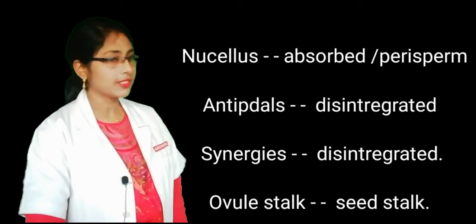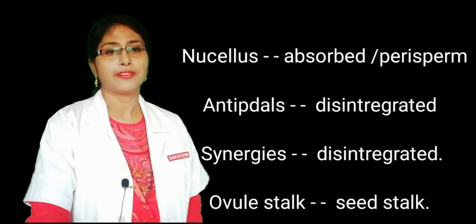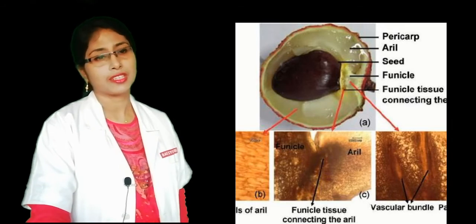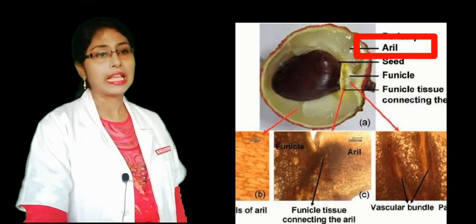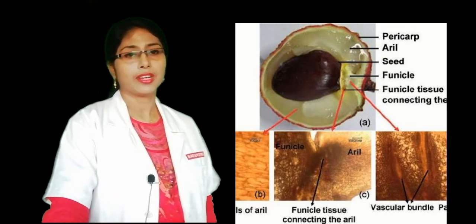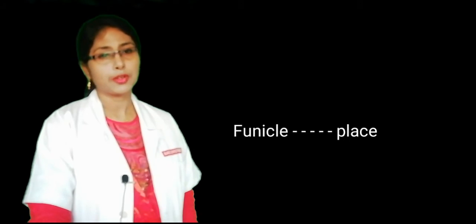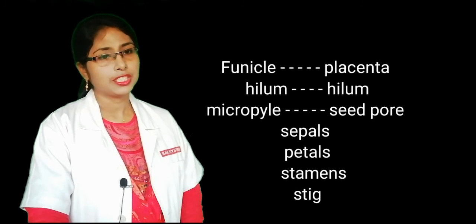The ovule stalk is transformed into the seed stalk. In some cases, the ovule stalk evolves as a specialized fleshy extra outgrowth that partly or completely covers the seed. This outgrowth is called aril. The edible flesh of the lychee fruit is a highly developed aril surrounding the seed. Funicle, hilum, micropyle are transformed into seed stalk, hilum, seed pore.